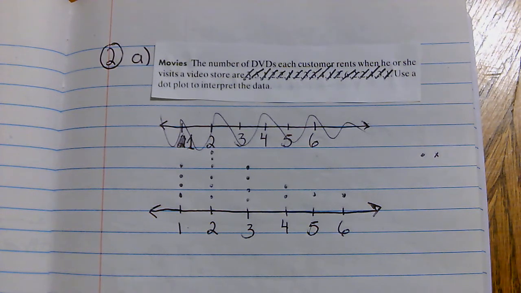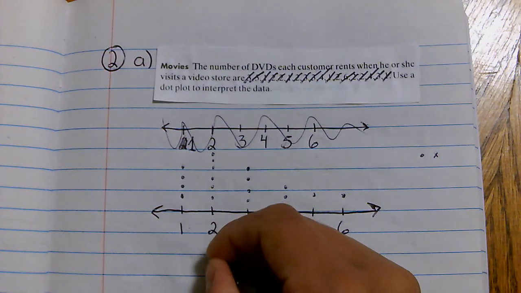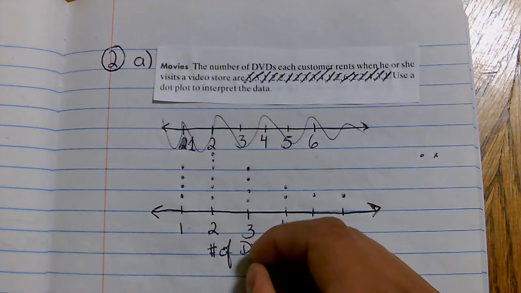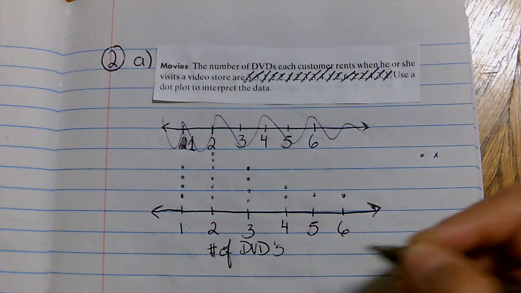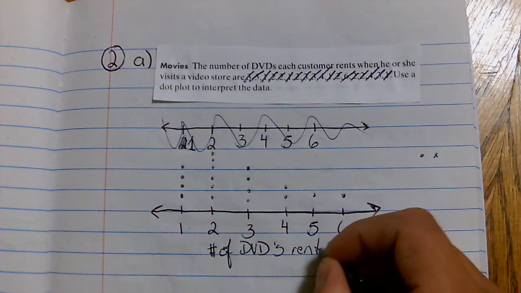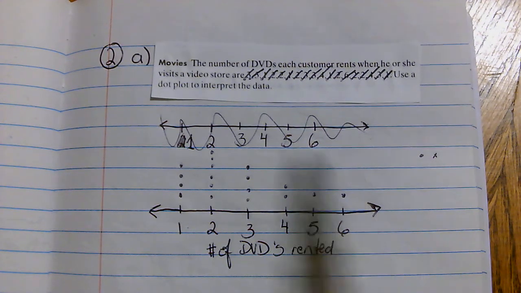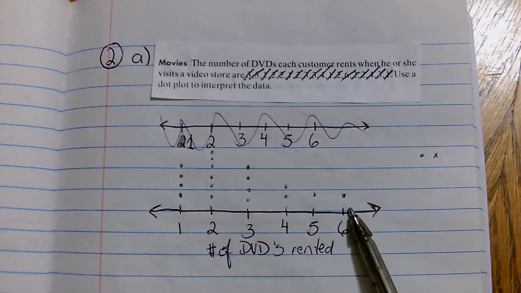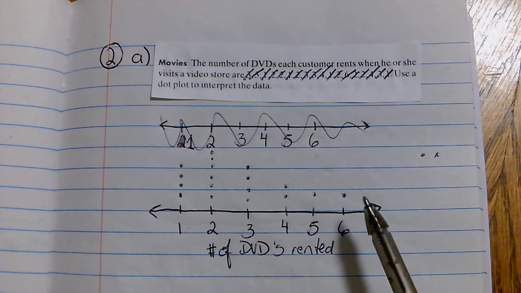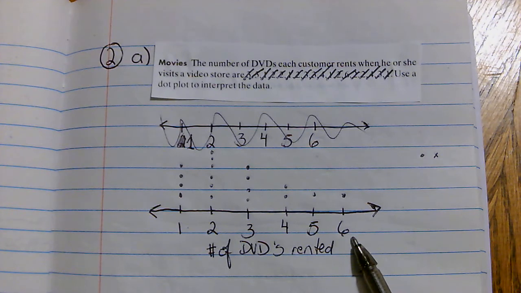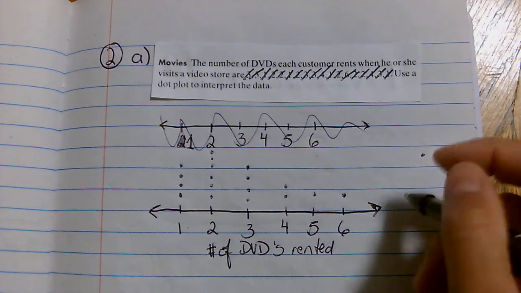Alright, so here are all my dots for each number of DVDs that people bought. And you know what? I should probably put the number of DVDs rented, just so if someone were to look at this, they'd be able to tell what they're looking at. So, by looking at my dot plot, I'd be able to see each of these dots represents a person renting that number of DVDs. So, actually, I'm going to make a key off to the side here.